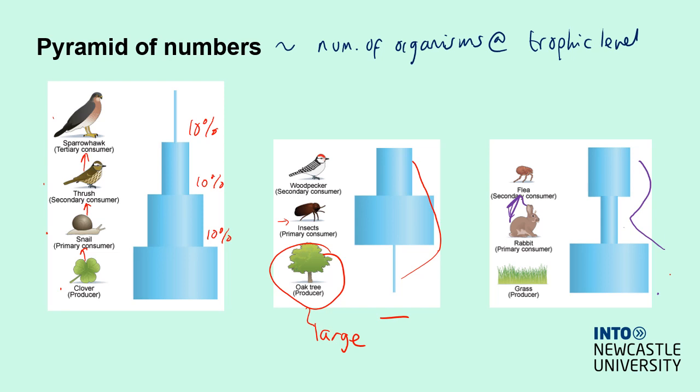Another problem you have is this idea of a sense of scale. So you could have millions of grass plants consumed by tens of cows. So you could potentially end up with a pyramid that looks like this. So sometimes scale can be a problem.